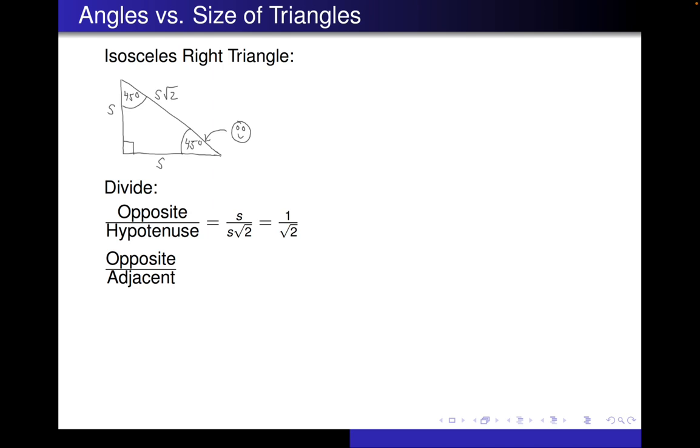And then I could choose 2 other sides. I could say the opposite side, the side furthest away from the happy face, and the adjacent side, which is the non-hypotenuse side that is closest to it. That's going to give me s over s equal 1.